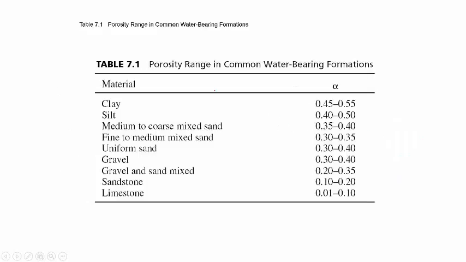These are common ranges in porosity for clay, silt, and of course one of the important things is that porosity changes with the type of material. Of course, it also varies with the compaction. So here you have a uniform sand 0.3 to 0.4, and then you have gravel and sand mixed or limestone 0.01, 0.10.